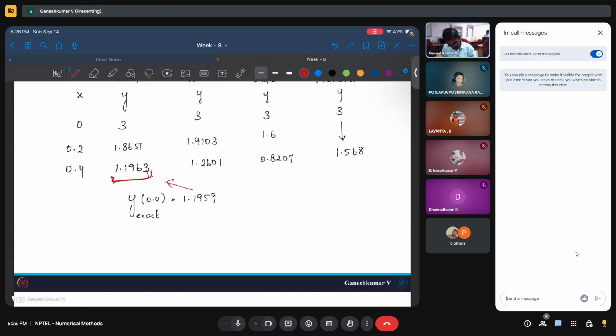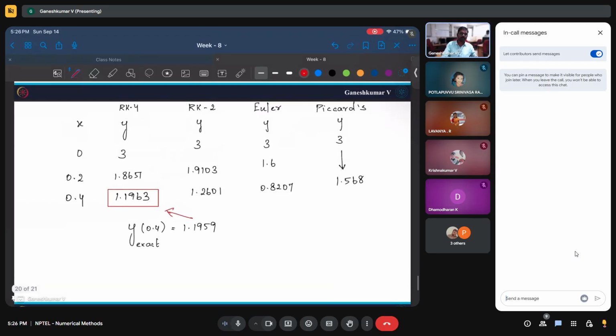RK4 is able to give a very good approximation. So that's why people typically just blindly use RK4 wherever they want to, provided your step size is small enough. So for this case, we took a step size of 0.2, and we were able to get a more accurate solution compared to any other methods. So that is the takeaway.